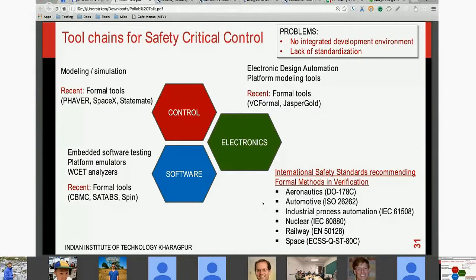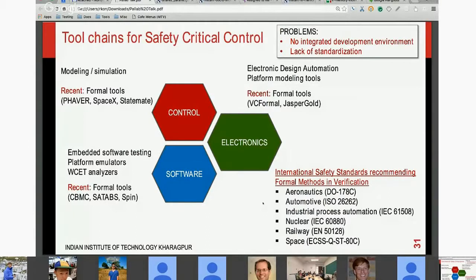If you look at the safety standards for various types of domains like aeronautics, automotive, industrial process automation, nuclear, I've listed a few here. Each of these standards today has a mandate for using formal methods in proving certain things. There is a huge opportunity for computer scientists to work in this space. The reason being that these are all standards which recommend formal methods but are silent on how they are to be used, because that is the more difficult question. It's easy to do a recommendation, but then to implement that recommendation is difficult.